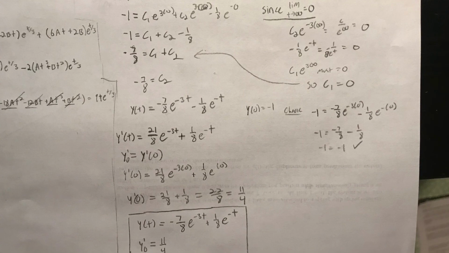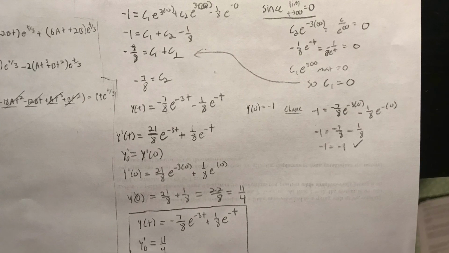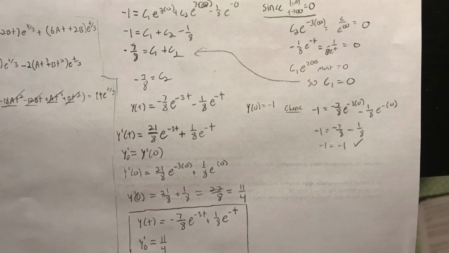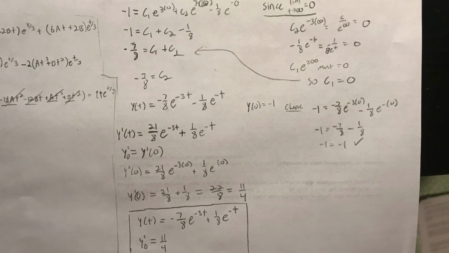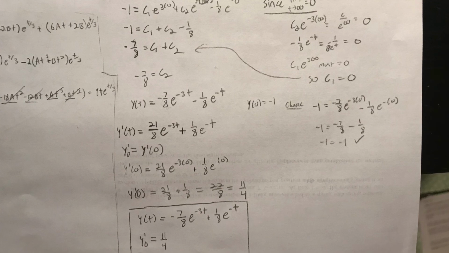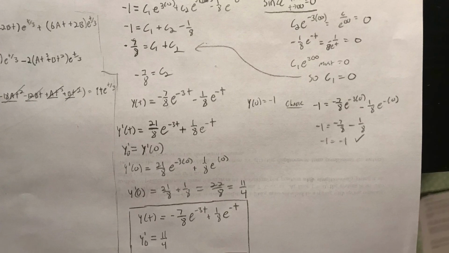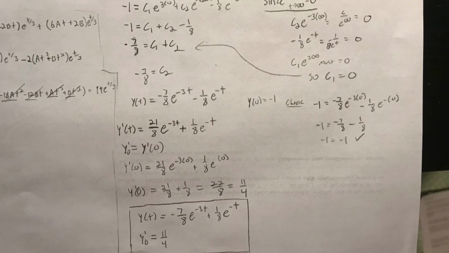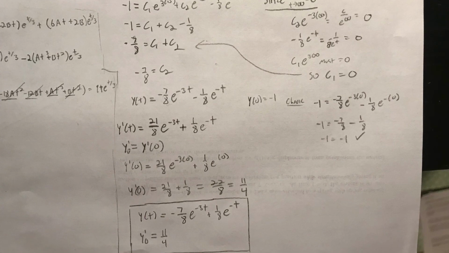And then we find y prime at 0, solve, and get 11 over 4. And I also did a double check to make sure that my equation for y(t) still was legal for the initial condition at 0.